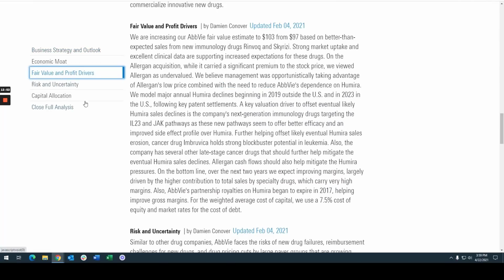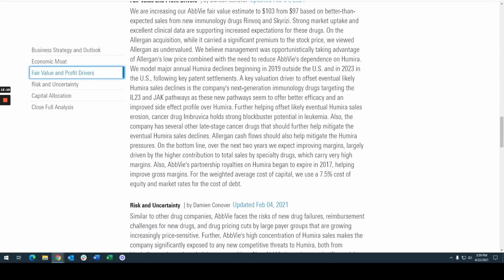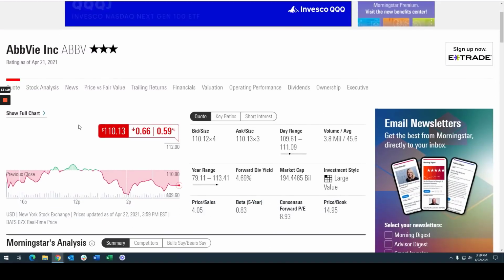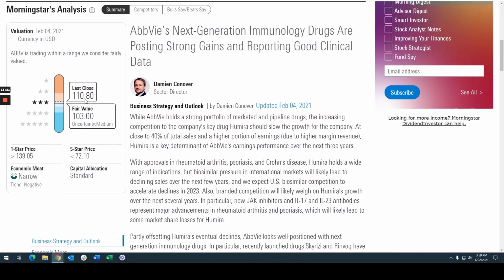Now, Morningstar likes to give us our profit drivers, but people really misunderstand this, I think, because they give a fair value estimate of 103 to 97 based on better than expected sales from these two new immunology drugs they talked about here. But if you go in here and read through the lines on this stuff, you'll find out that they will often put reasons why they think that fair value makes sense. And again, I'm not going to waste a lot of time doing that for the sake of this video. But the key is when you go look at the fair value numbers, you also look at prices, and so they think fair value is 103 and the last close is 110. I don't actually agree with that, but I like hearing them and looking at them and seeing it.